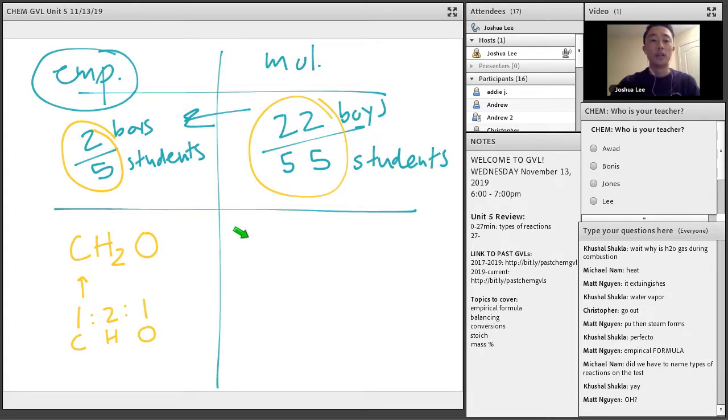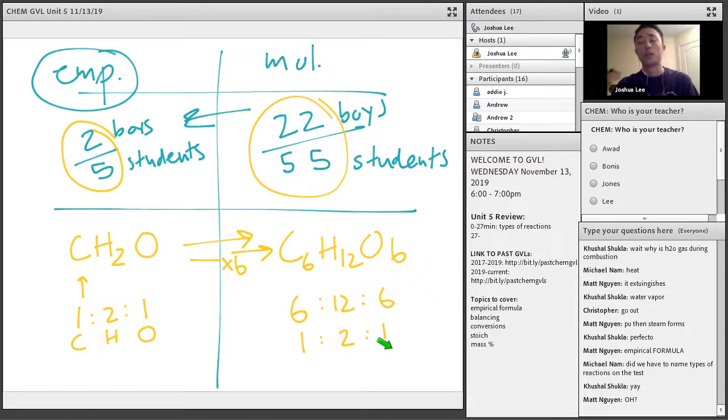So if we go to the actual formula, it might be like C6H12O6. So it's 6 times bigger. But if you look at it, the ratio is 6 to 12 to 6, which reduces down to 1 to 2 to 1. So the molecular formula is the actual molecule. The empirical formula is the simplified version.